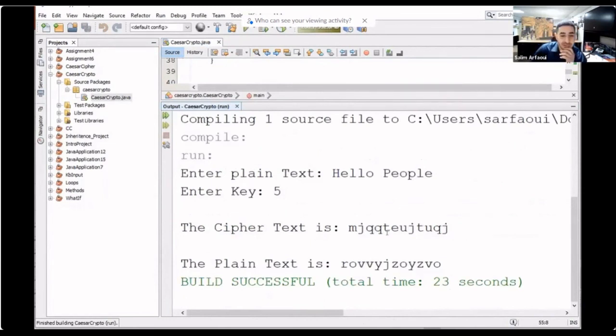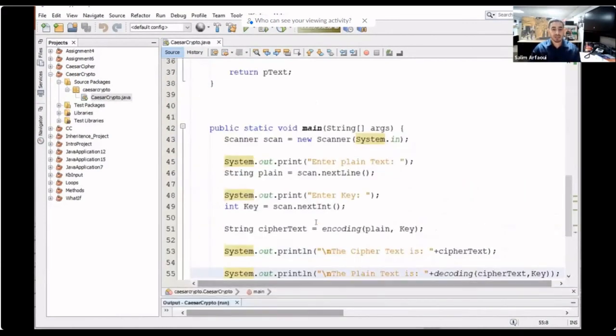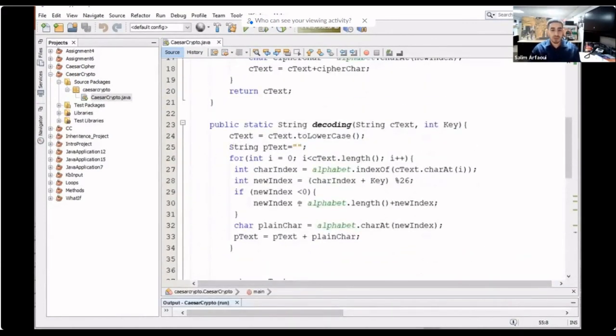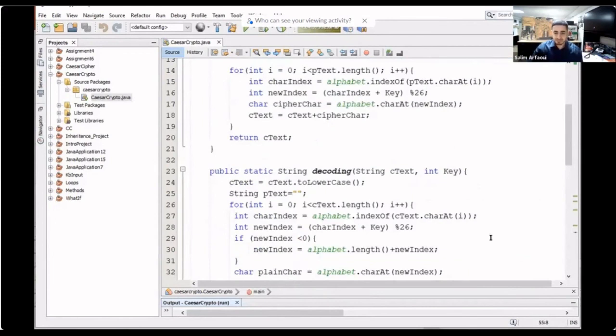Oh, there's something wrong in my code, I think. Because the ciphertext is this, however, my plain text is that. That means there's something wrong. Let's see. It didn't actually equal out. Oh, did anyone catch an error? Hold on, let me see the logical error.